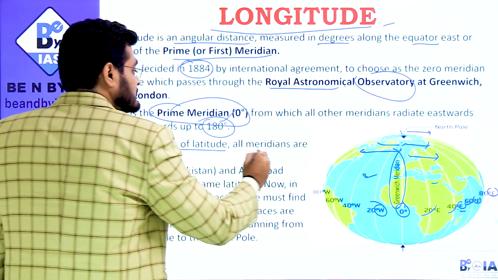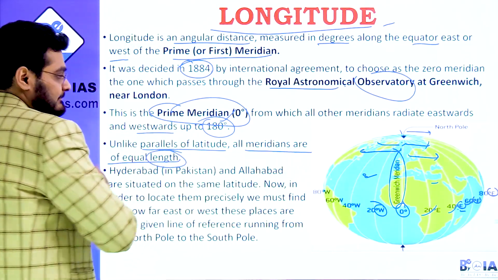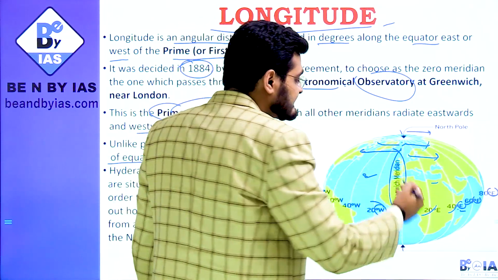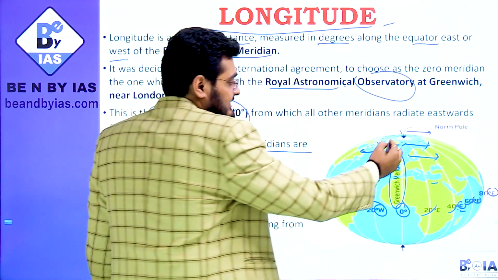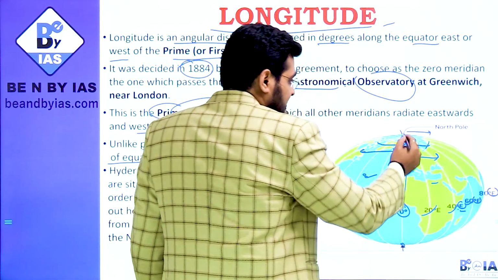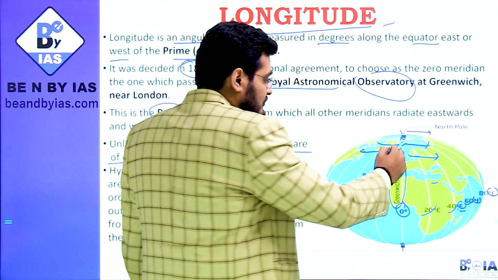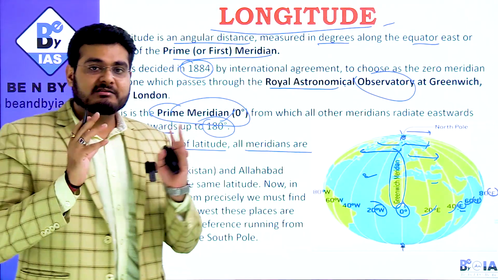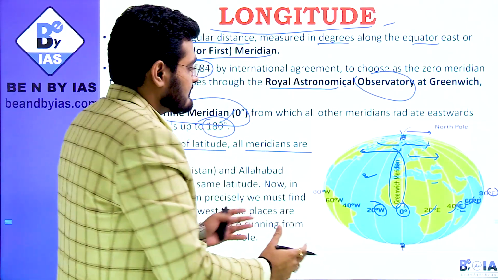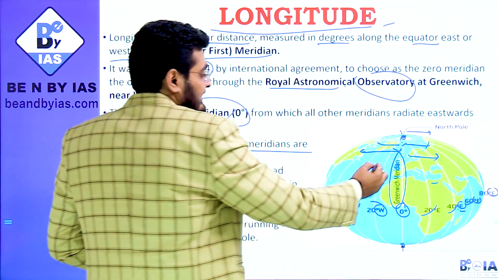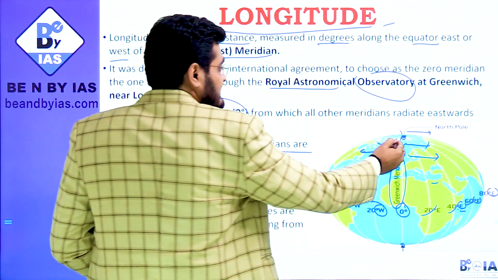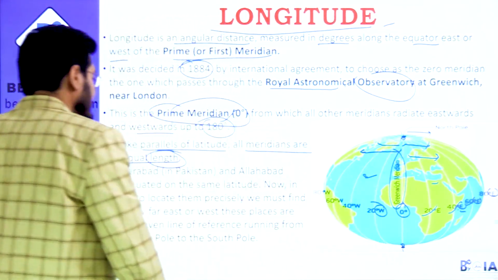Unlike parallels of latitudes, all meridians are of equal length. This is very important. You can see that all meridians are of equal length. The reason is that they connect the north and south pole, which are at equal distance. We have read that the equator is the longest latitude, but when it comes to longitude, all are of equal length because they just join the north and southern pole.